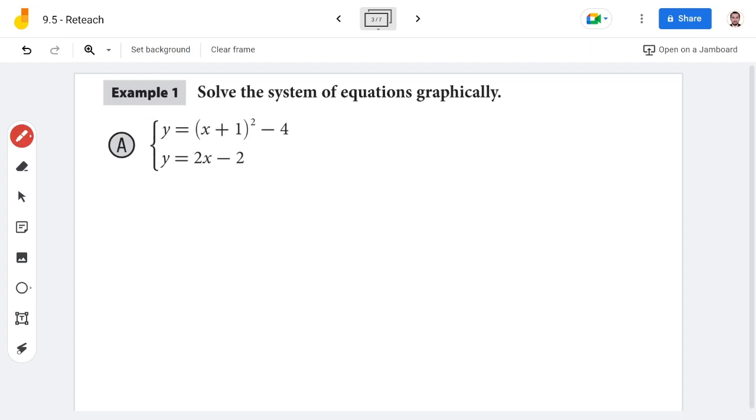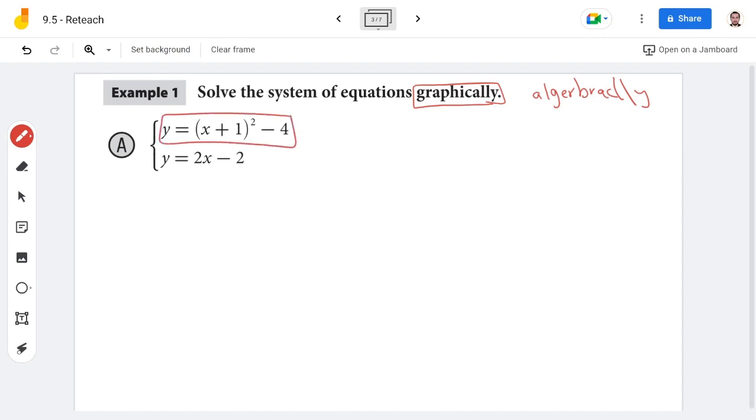Solve the system of equations graphically. In this lesson, we have graphically and we have algebraically. I don't know how to write algebraically, but it's fine. Okay, now let's start here, do this one graphically. So now let's graph the first equation.